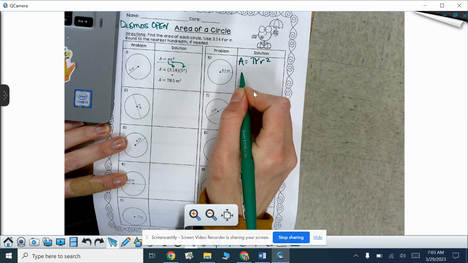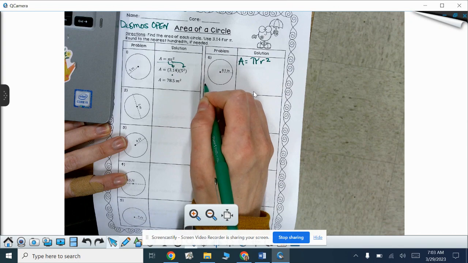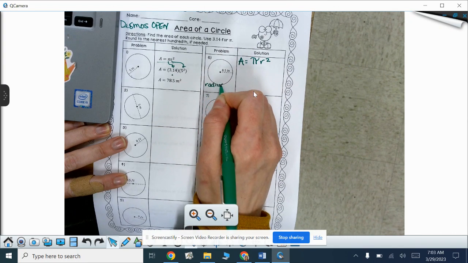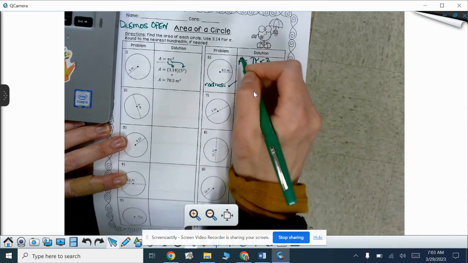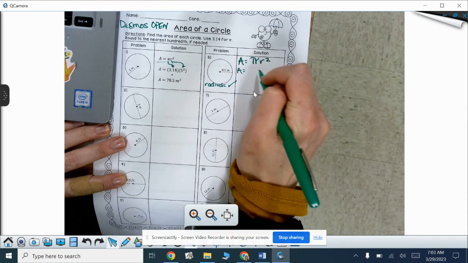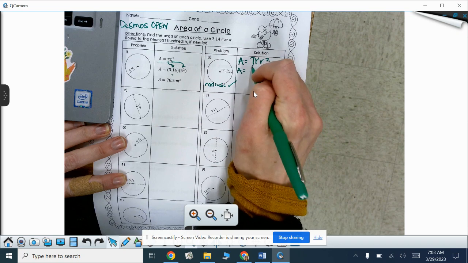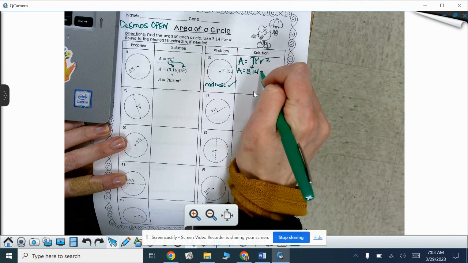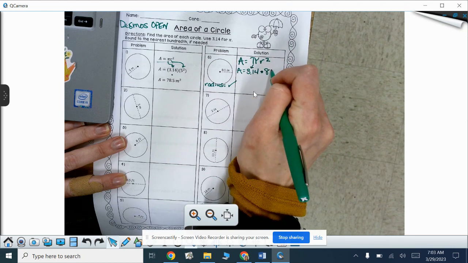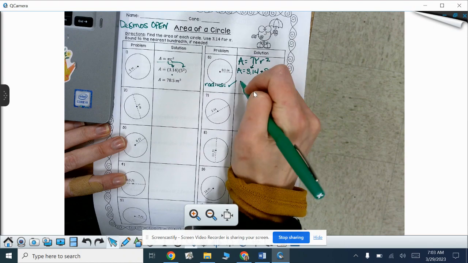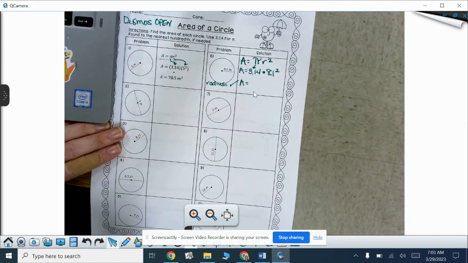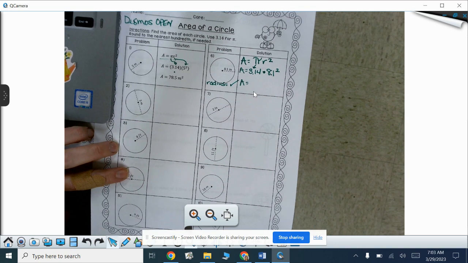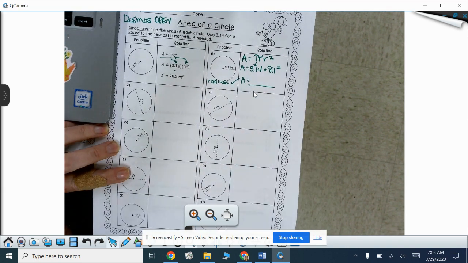Do I have the radius? Is this the radius? Radius check? Yes, that is my radius. So my area is going to be equal to 3.14 substituted in for pi, times 8.1 squared. And then I'm going to put that into Desmos. I've given you this. You just need to type that directly into Desmos. I'm not going to give you the answer. You do need to type that in.